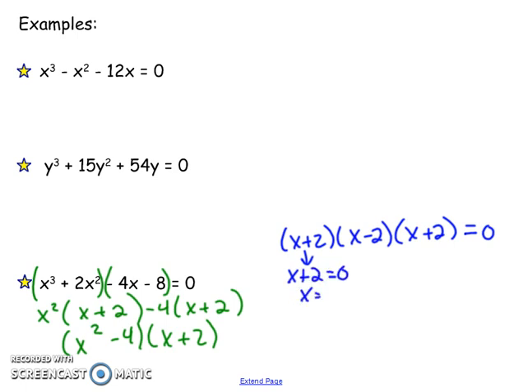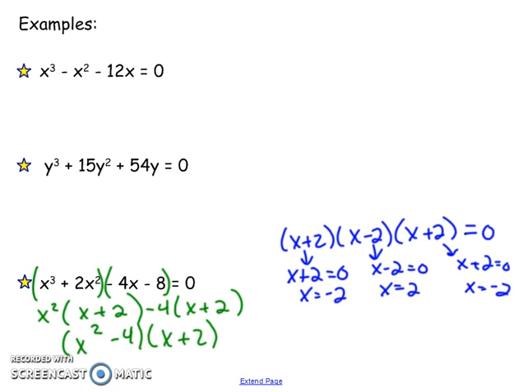So now when we set these to 0, if I set x plus 2 to 0, I get x equals negative 2. If I set x minus 2 to 0, I get x equals positive 2. And then I have an x plus 2 again. So when I set this to 0, I get another negative 2. When you have 2 of the same answer, we're only going to count it once. But what this is called is it's called a multiplicity. And we are going to talk about this later when we do graphing.